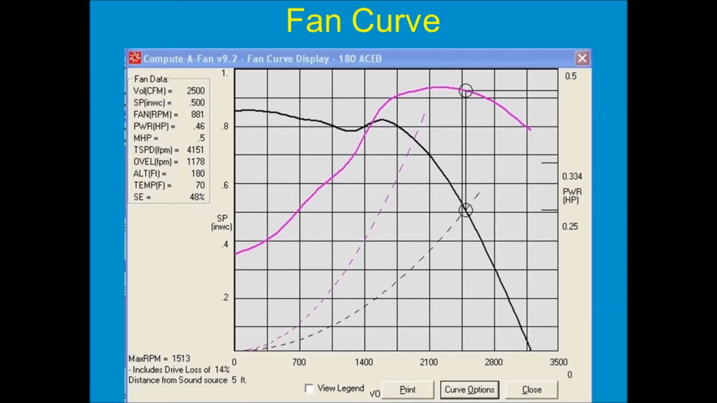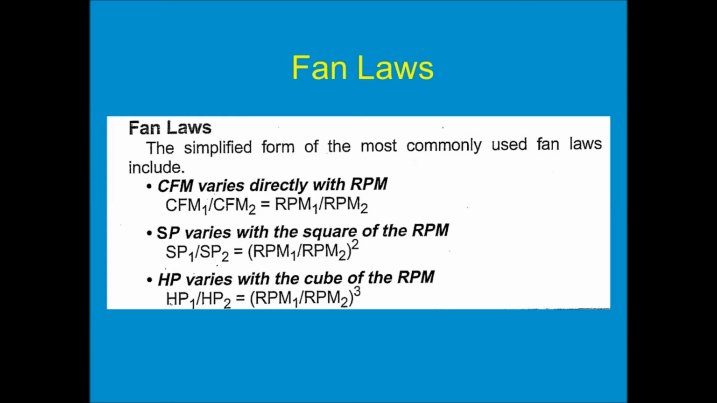The best way to understand what's happening when we change the speed of the fan is to look at the fan laws. The fan laws are telling us what's going to happen to our 3 main variables: airflow, pressure, and horsepower, whenever we change the speed of the fan. So the fan laws say that the CFM varies directly to any change in the RPM. In other words, if we increase the RPM 10%, we're going to get a 10% increase in airflow.